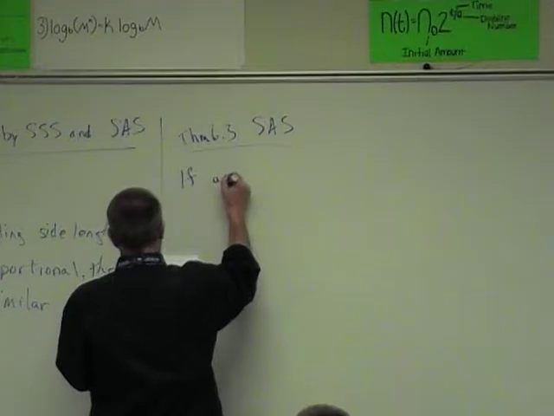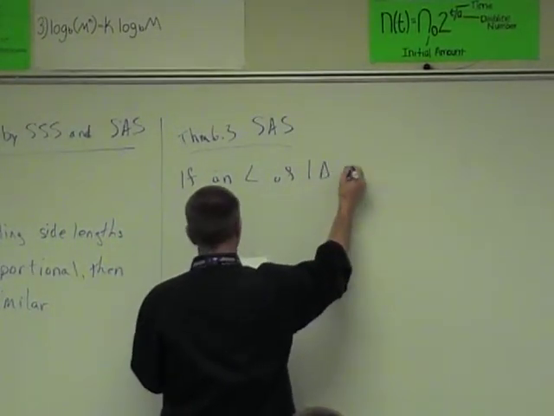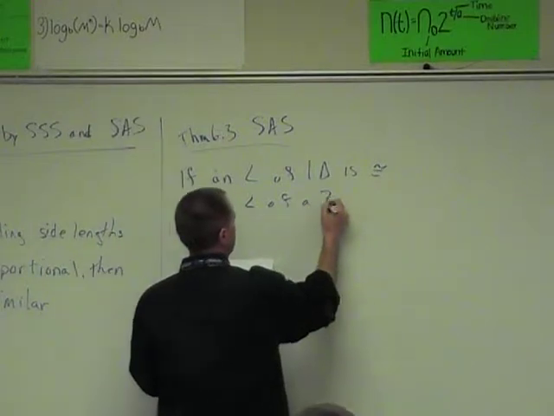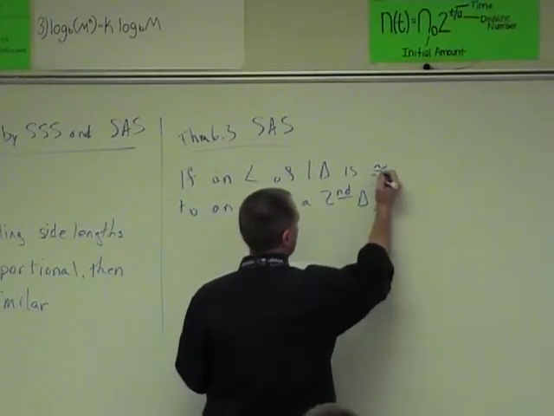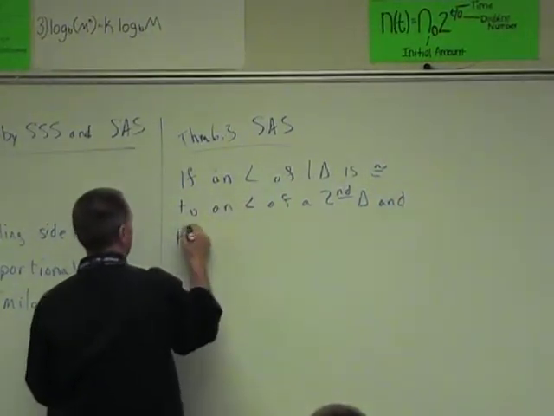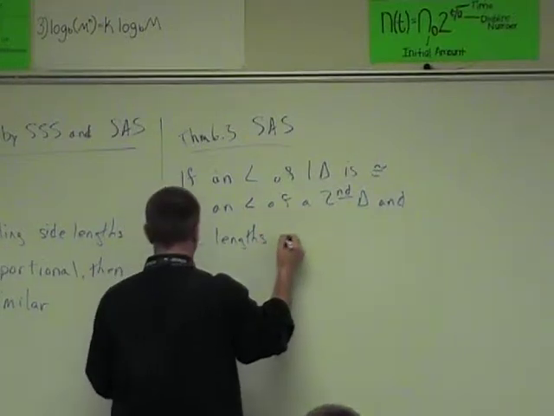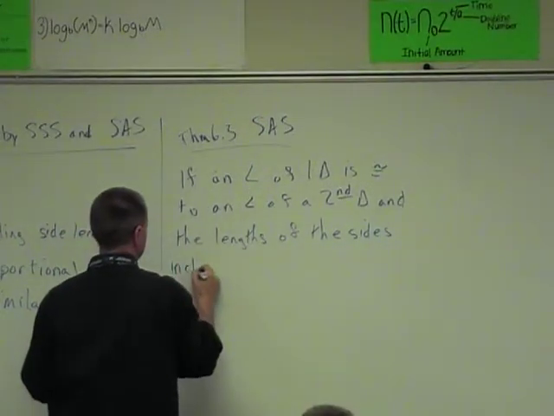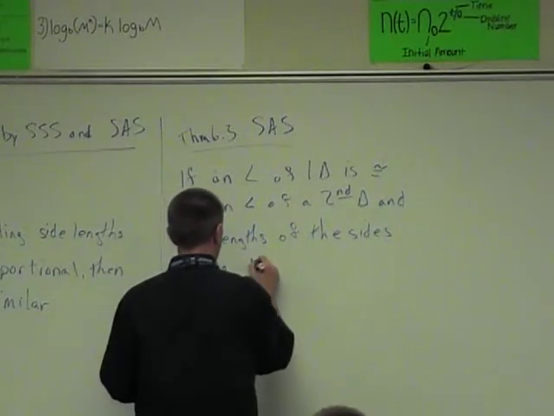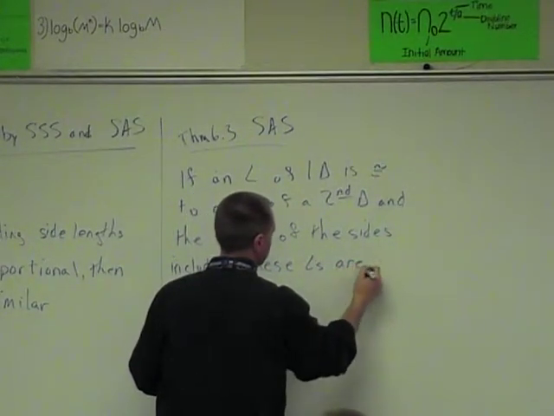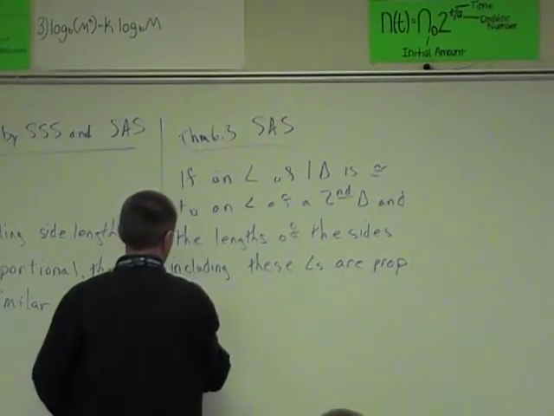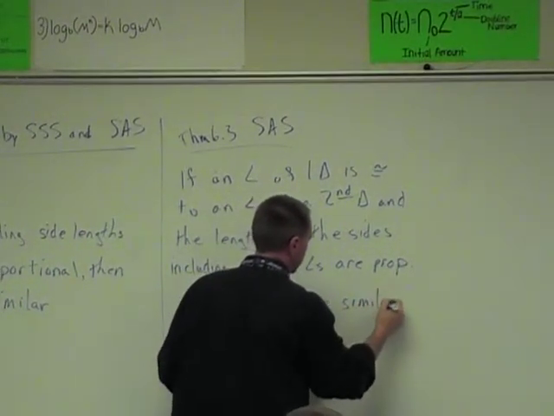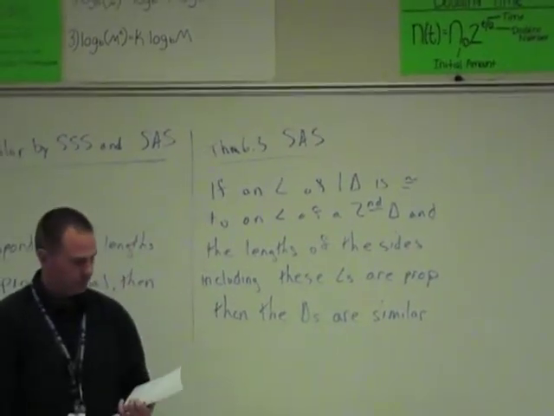Okay? So if an angle of one triangle is congruent to an angle of a second triangle, and the lengths of the sides including these angles are proportional, then the triangles are similar. Okay.